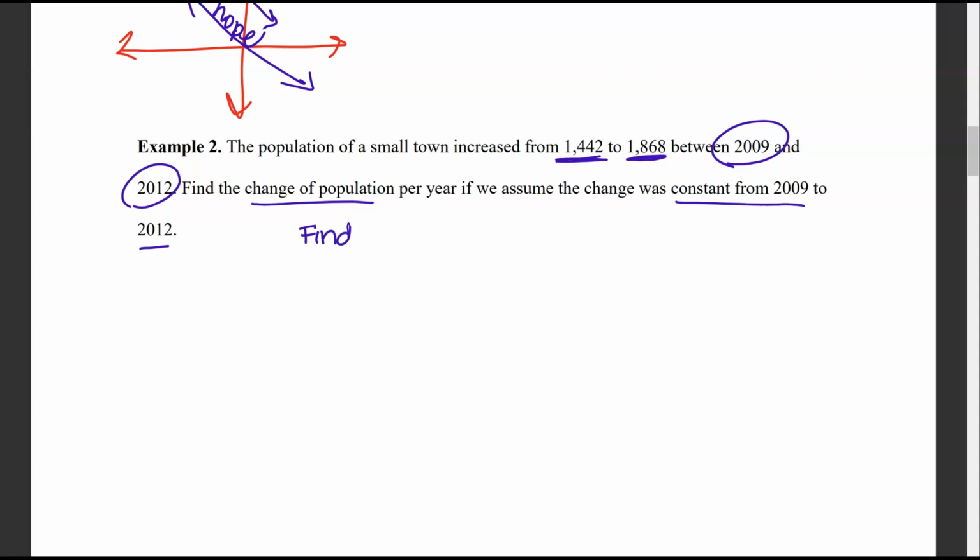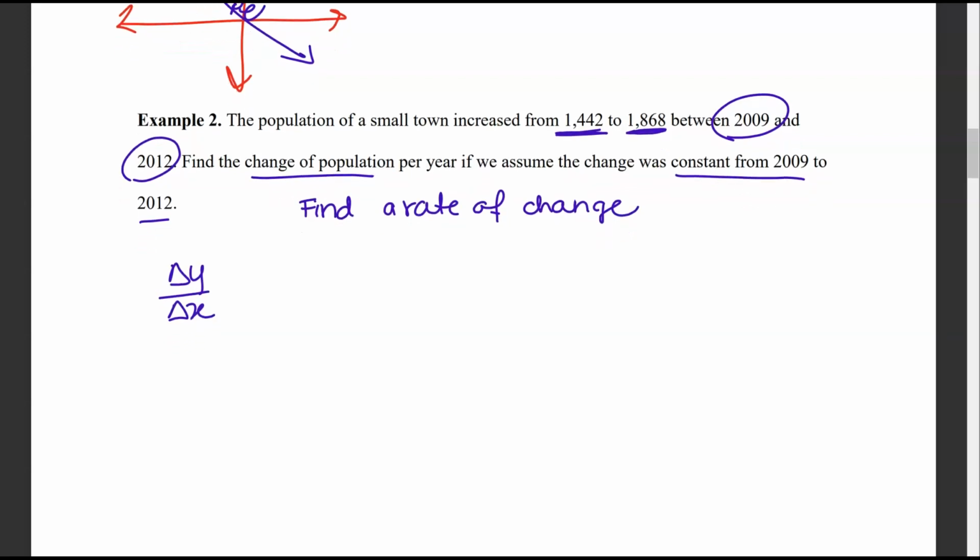So we are trying to find a rate of change or a slope, right? So this is going to be our delta y over delta x. Now we need to think, what is x and what is y? Remember, x is going to be our independent variable, and so our independent variable is going to be the years, right? The years are not depending on the town's population, but the town's population is depending on the years. So we can see that from here, we have 2 points.